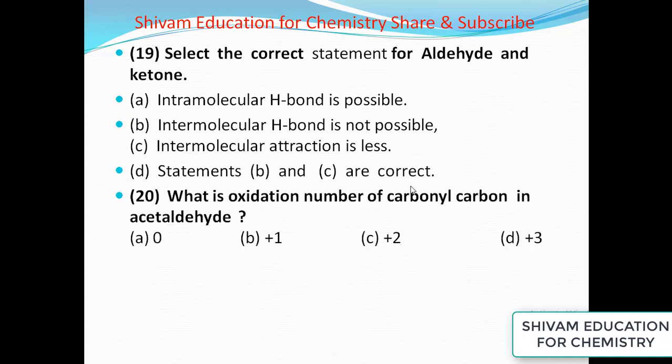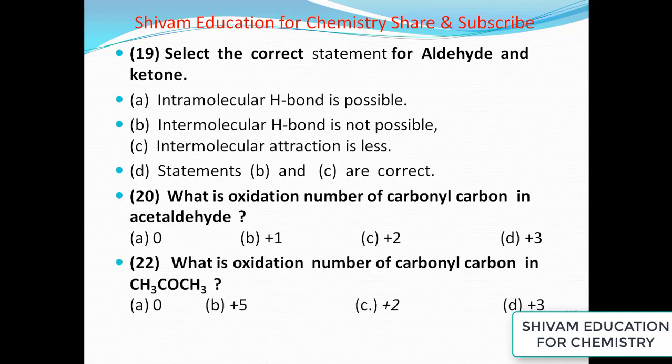Now question number 21. What is the oxidation number of carbonyl carbon in acetaldehyde? Acetaldehyde में carbonyl carbon का oxidation number क्या है? You know very well, in aldehyde, if it is formaldehyde, then the oxidation number of carbonyl carbon is 0. In all aldehydes other than this, the carbonyl carbon oxidation number will be +1, and in ketone it will be +2. So here it is an aldehyde given. For other than formaldehyde, the oxidation number of carbonyl carbon will be +1. So the answer of this question is +1.